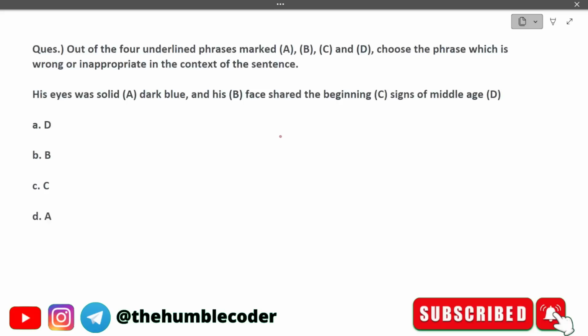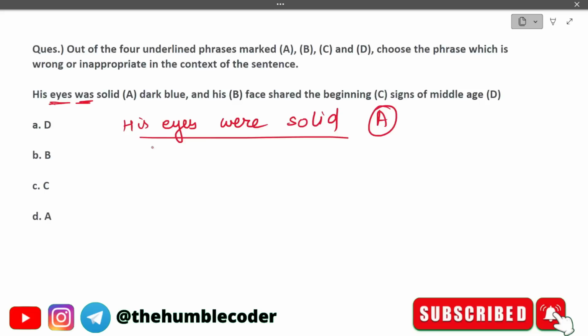So let's see. It is mentioned his eyes was solid. This is grammatically incorrect because eyes is a plural word, so we cannot use was in this case. The correct word that needs to be used is were: his eyes were solid. So that is why the error lies in sentence part A, which is option D. So the correct answer for this question is option D. As I told you, the reason behind it is the wrong usage of the word was. It should be were. So his eyes were solid, dark blue and his face shared the beginning signs of middle age.